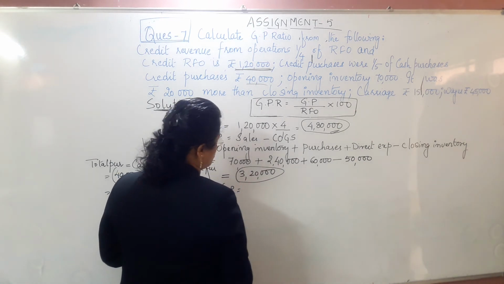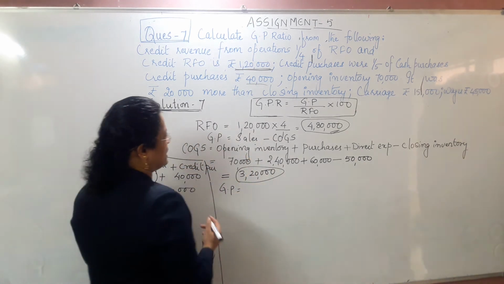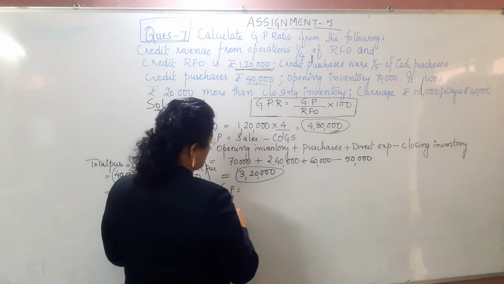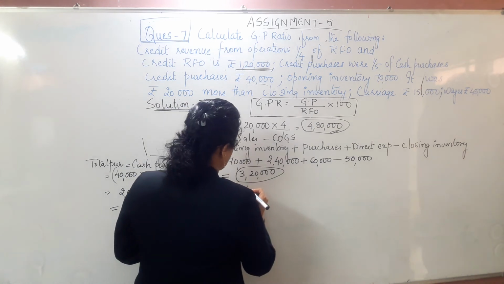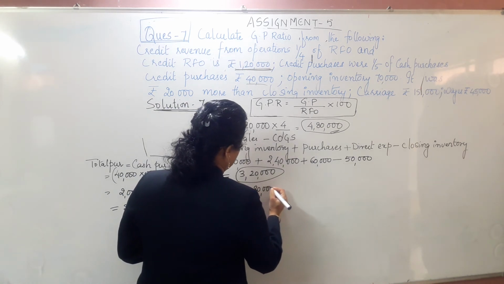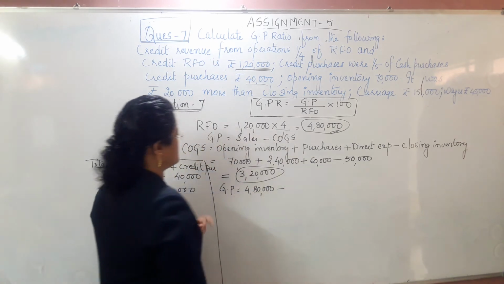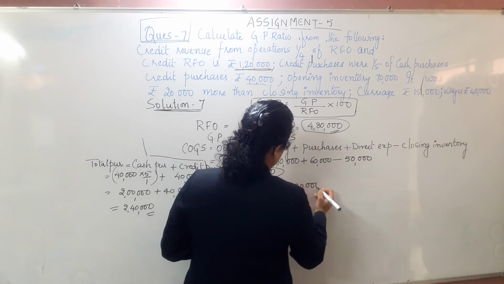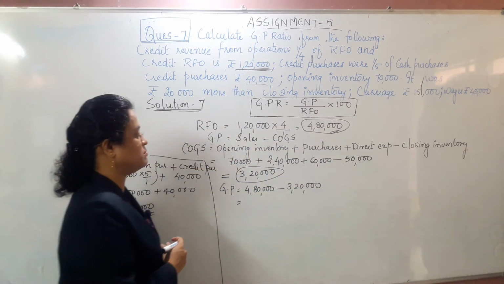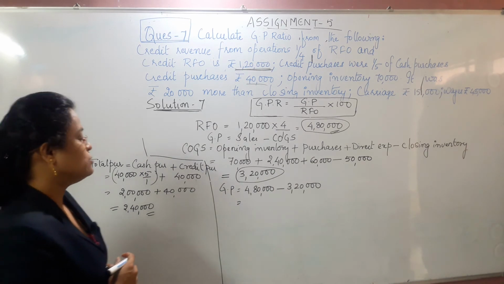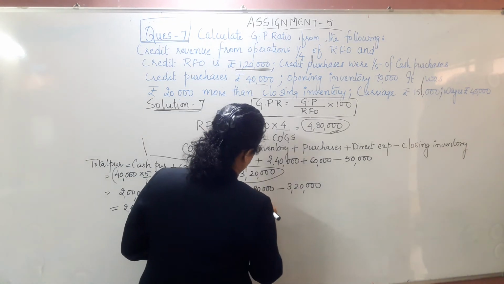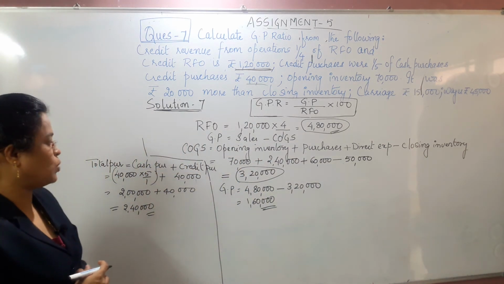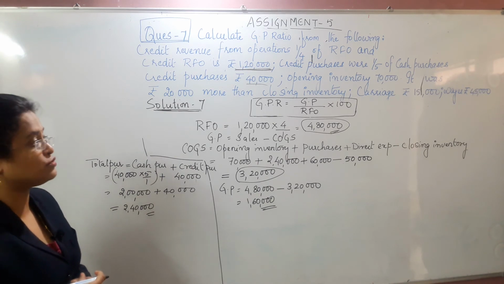Hence it's pretty easy to calculate the gross profit. GP equals revenue from operations minus cost of revenue from operations, or you can say sales minus COGS. So the gross profit is 4,80,000 minus 3,20,000. Is it clear? If we solve it, we get the value for the gross profit as 1,60,000. That is the GP.